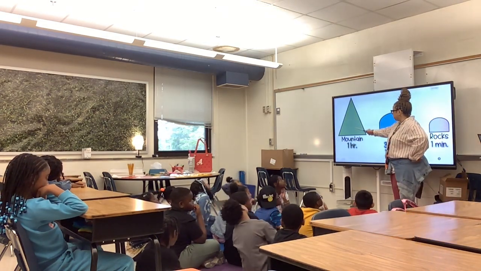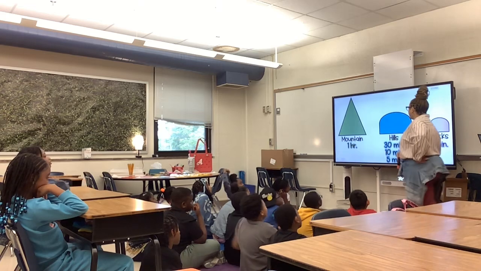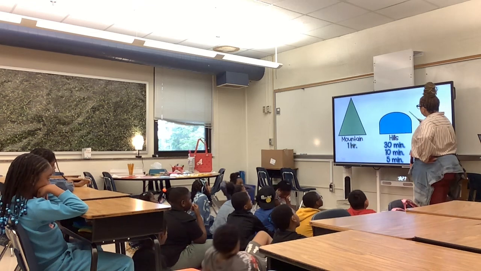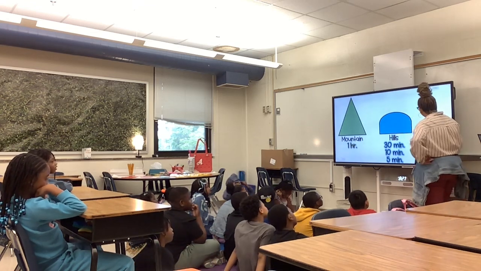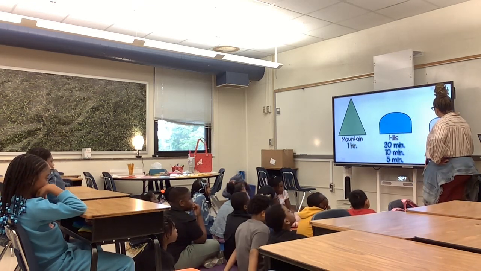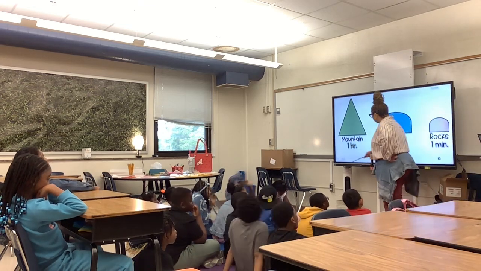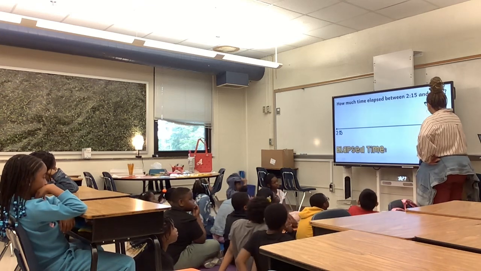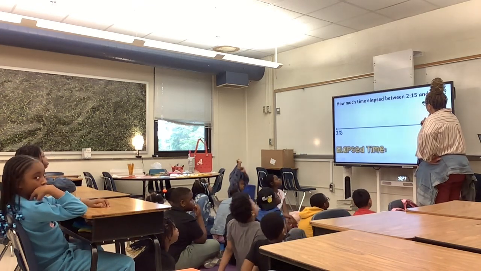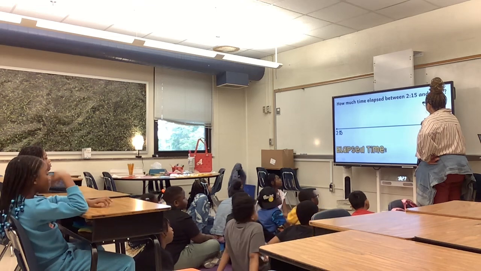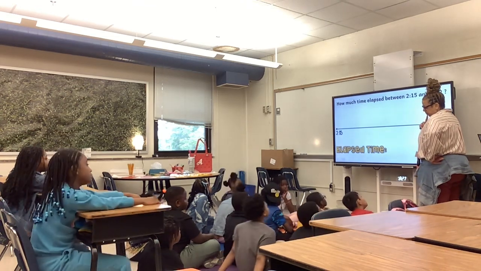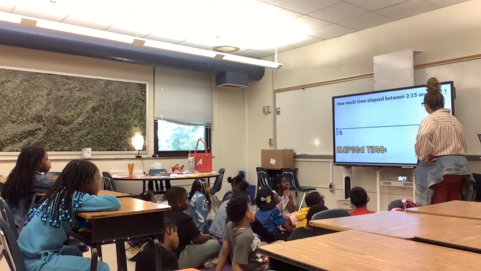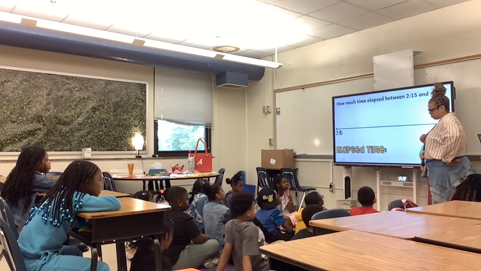So our what shape is going to represent a mountain? A triangle. Our hill is going to be represented by a large half circle, and the rocks are going to be represented by a smaller half circle. And you'll see it again because it's going to appear on the next page. So let's look. How much time elapsed between 2:15 and 4:22? I want you to think about it. How can I show how much time elapsed between 2:15 and 4:22 using these symbols?